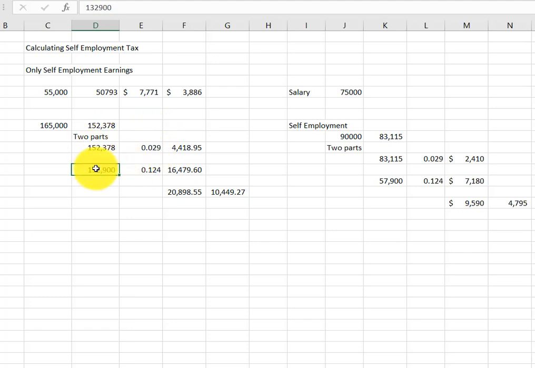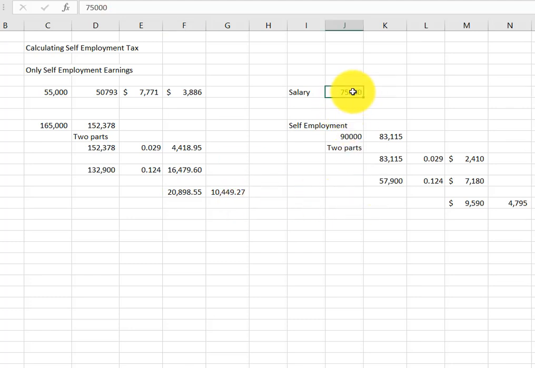But when you're over the threshold, you have to split it into its two pieces. You multiply by the 12.4% only up to the 132.9. Any more over that is ignored. Okay. Add those two together, you get 20,899. Take half of that. That's what would be deductible for AGI on the Schedule 1.